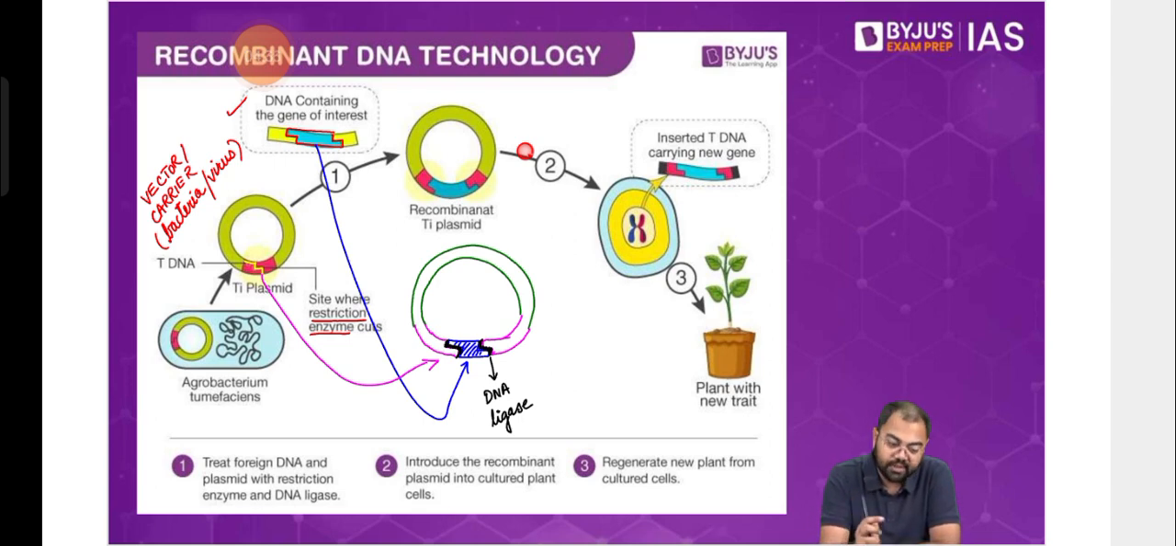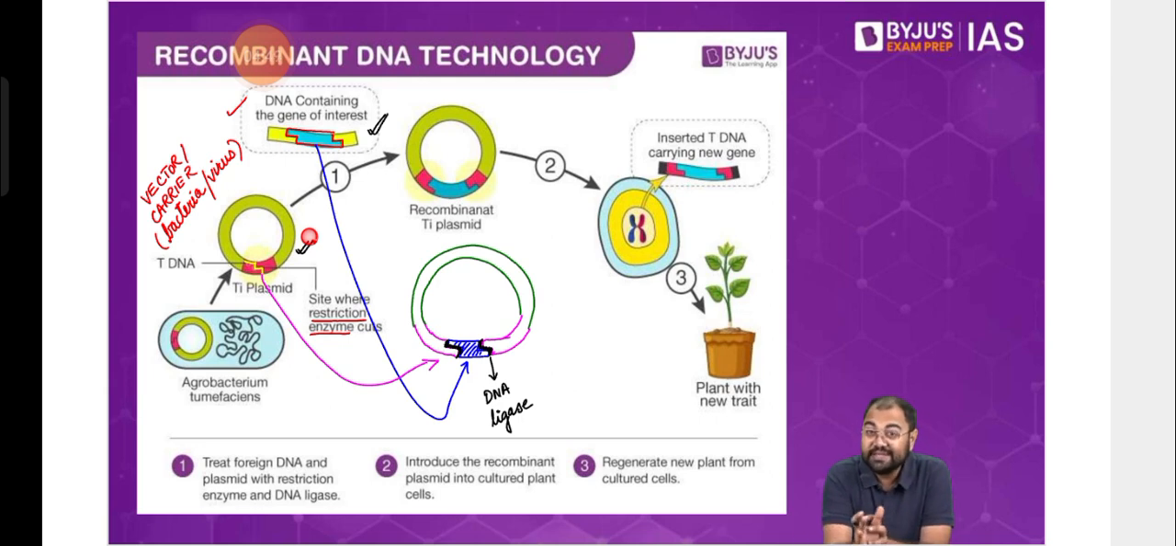Just to repeat what we are doing: first and foremost, we have to find the gene of interest. Once we have found it, this gene of interest will go inside a vector or a carrier, which will be a virus most of the time, but in some cases bacteria also. Now, we have to recognize the site where the cut can be made. So we find that particular part.